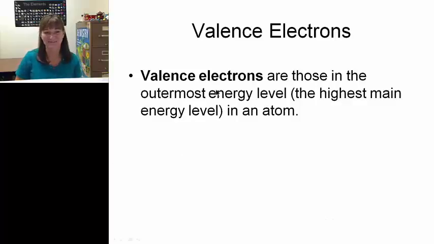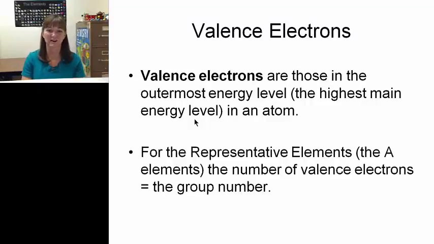Valence electrons. I really should have this underlined for you because it is a vocabulary word that I'd like you to memorize. Valence electrons are those in the outermost energy level, the highest main energy level in the atom. So if you go back to visualizing Bohr's model, where you have the nucleus and all those energy levels around it, the valence electrons are the electrons in the outermost energy level. So it's kind of ignoring any electrons that are lower.